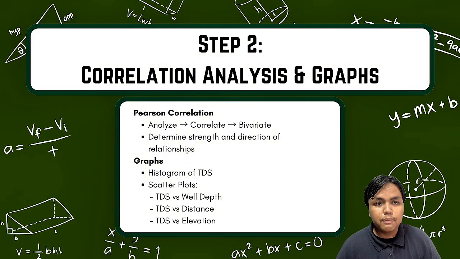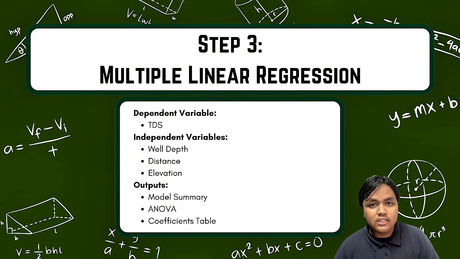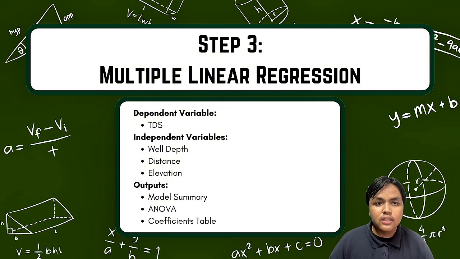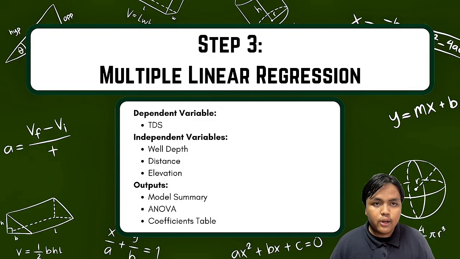A histogram and scatter plots were also generated to visualize the data distribution and relationships between TDS and the independent variables. Finally, multiple linear regression analysis was performed. TDS was entered as the dependent variable, while well depth, distance, and elevation were entered as independent variables. SPSS then generated the model summary, ANOVA, and coefficients table, which were used to evaluate the regression models.